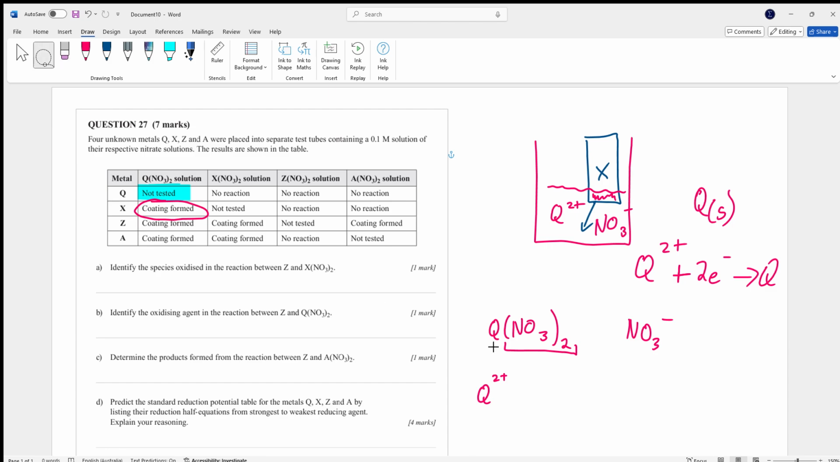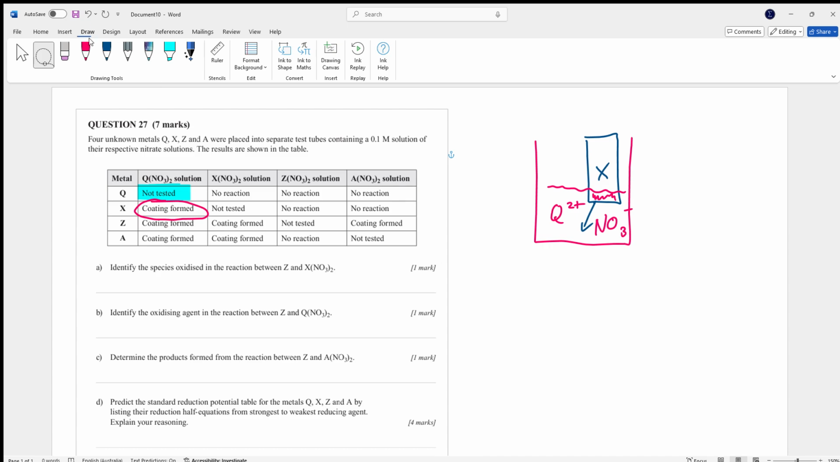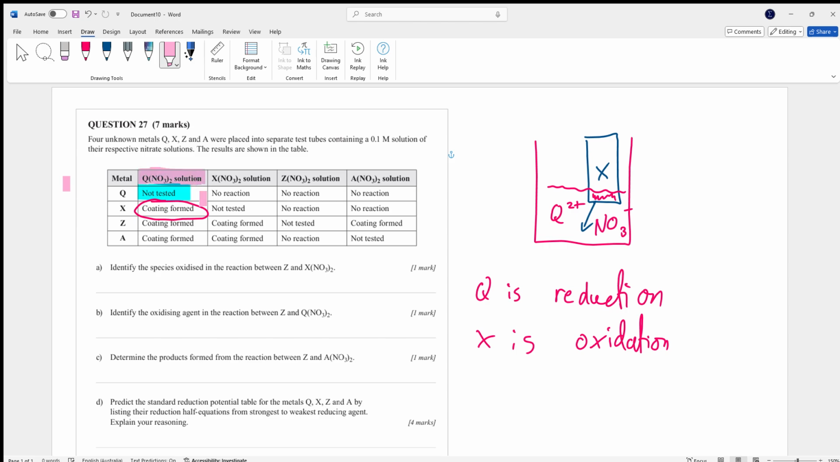Now let's understand what that means in a sense here. That means Q will steal electrons before X. So Q is undergoing reduction in this reaction, and X is undergoing oxidation, okay? Now, the wording, that means Q is a stronger oxidizing agent. It causes the other thing to undergo oxidation. So here, if I look at this whole table, we can see every time that this solution reacts with all the metals, coating is formed. What that means is that Q is the strongest oxidizing agent. So it will steal electrons from all 3 of these metals. That's what it's saying, okay?